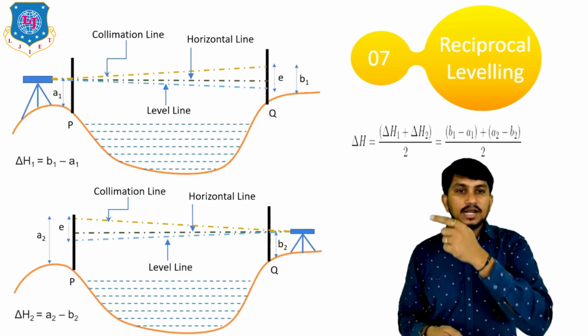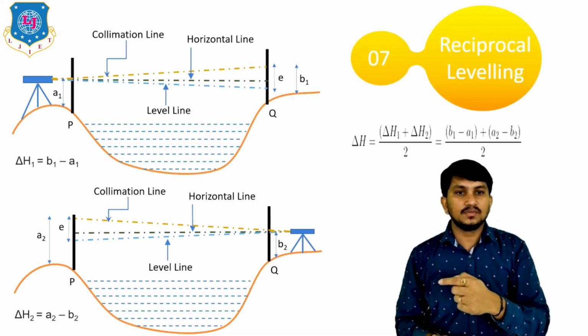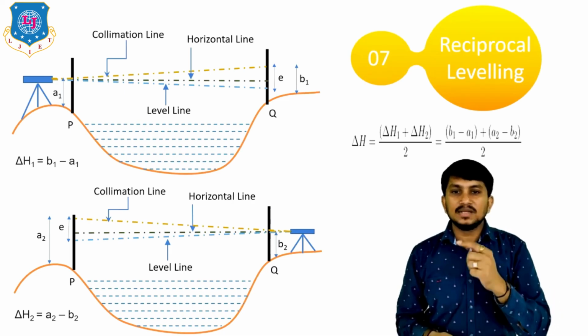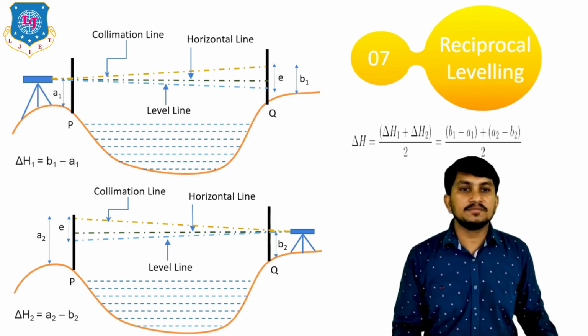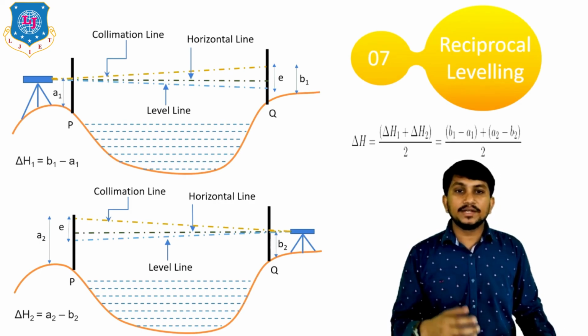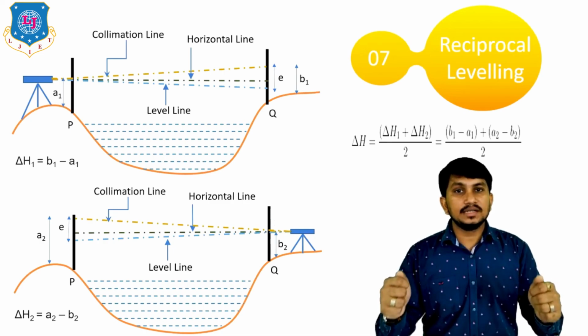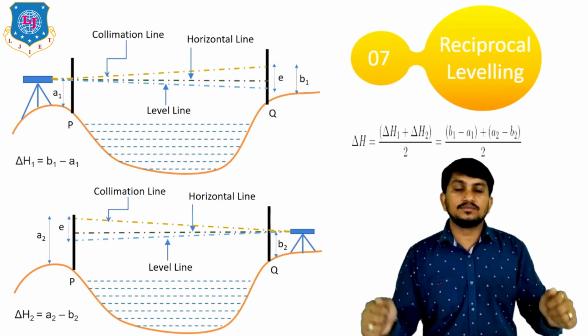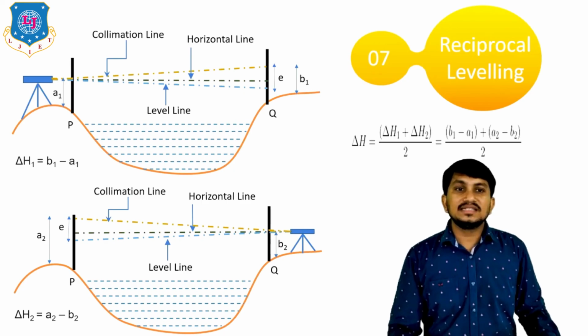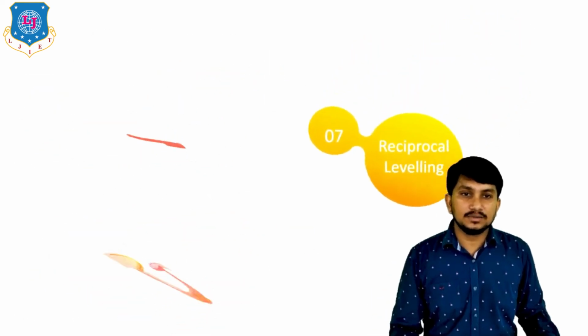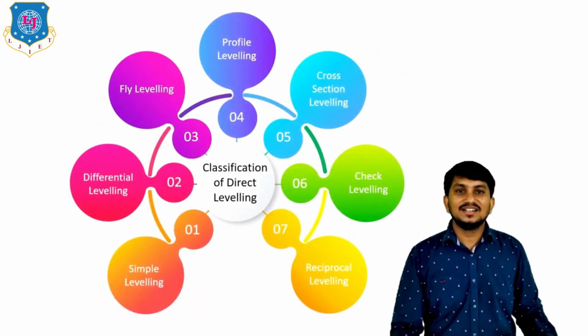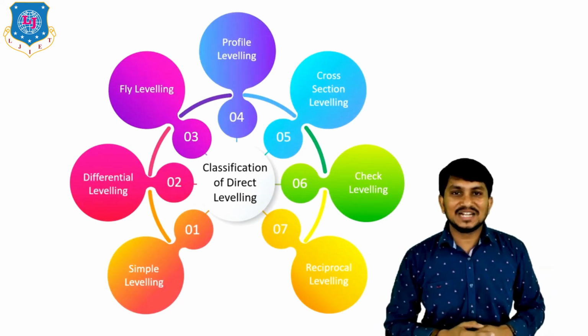So delta H is equal to (delta H1 plus delta H2) divided by 2, that is, (B1 minus A1 plus A2 minus B2) divided by 2. This is how we can calculate the level difference between 2 points which are situated apart from each other on the opposite banks of the river. Okay, this is where reciprocal type of leveling is used. Okay? That's all about classification of direct leveling.